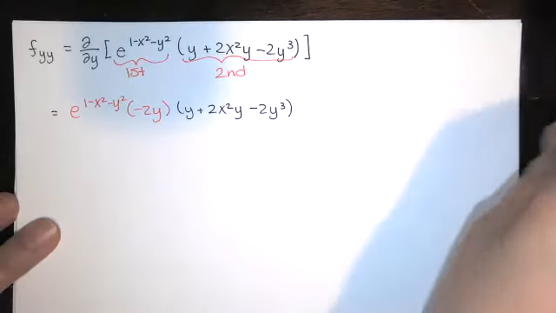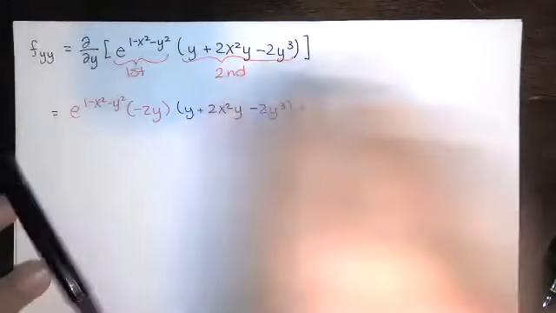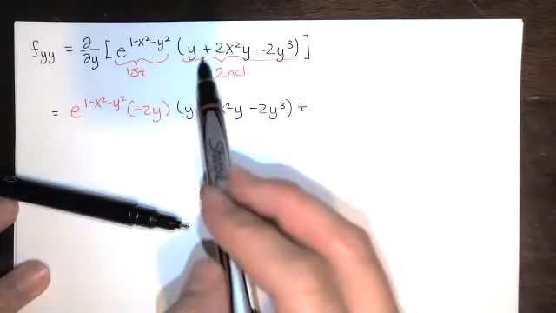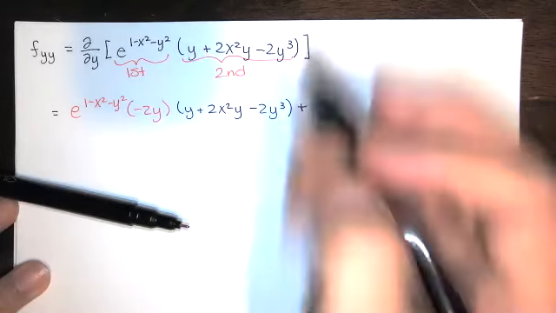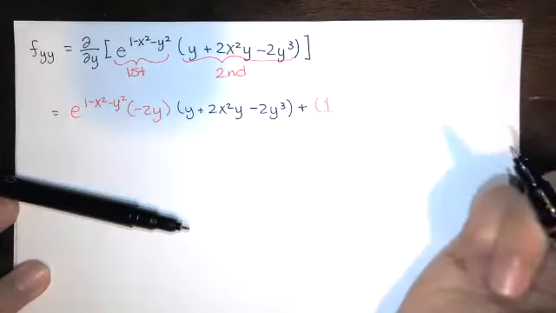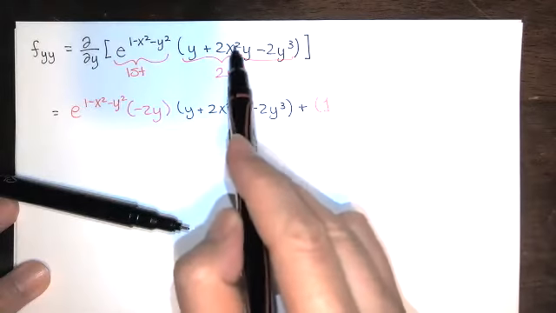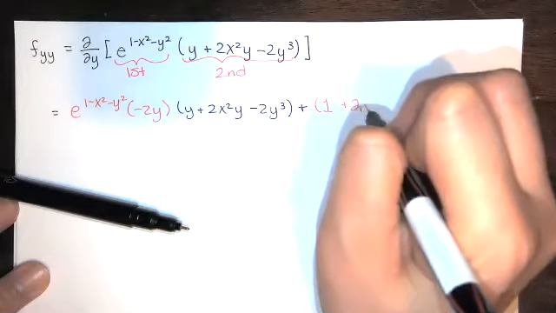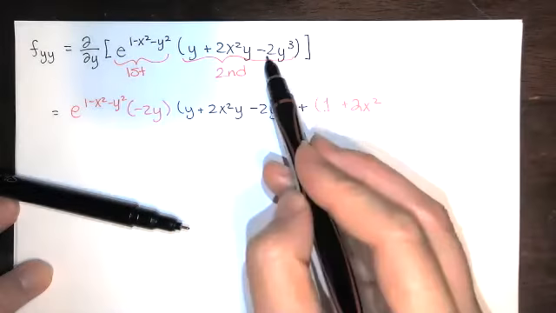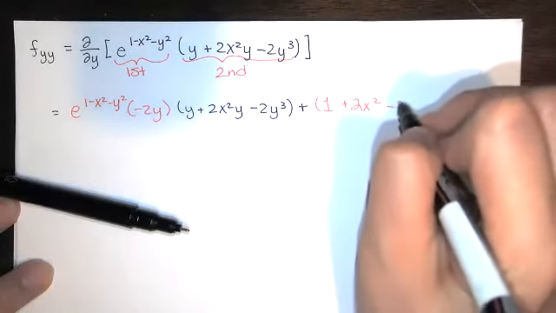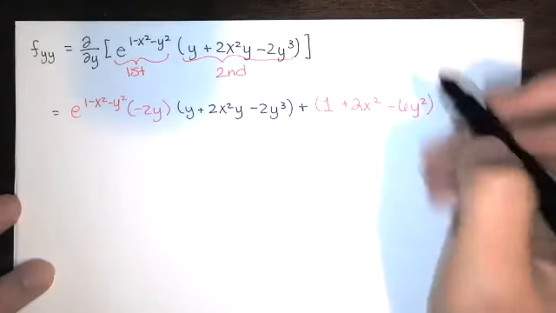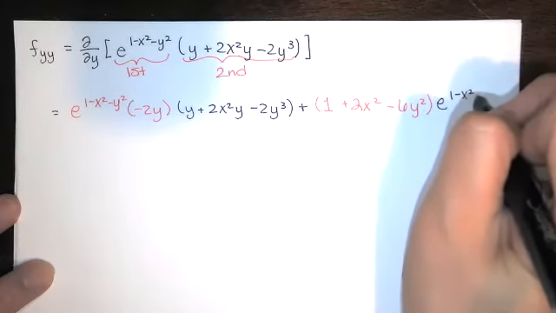derivative of the second, so I'm going to use black for the plus sign, derivative of the second with respect to y, treating x as a constant. It's the derivative of y with respect to y, which is 1. And this is a constant times y. The derivative of a constant times y is just the constant. And the derivative of negative 2y cubed is negative 6y squared. That's derivative of the second, and we're multiplying it by the first.